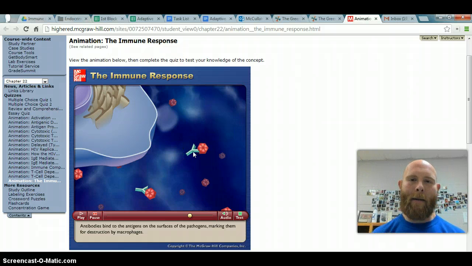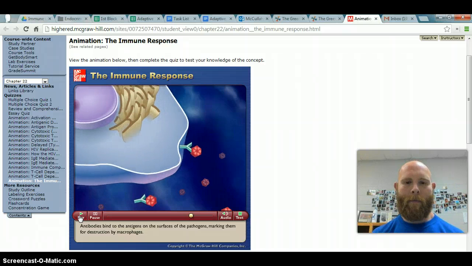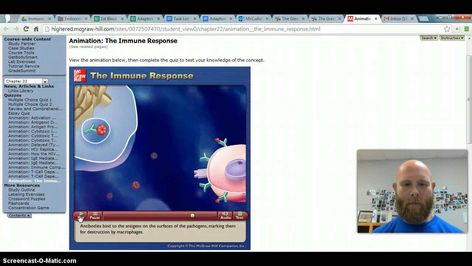So again, antibodies are necessary because they mark the pathogens that are floating around. They haven't made it into a cell yet, but they mark the pathogens that are floating around, those foreign antigens, for destruction. They mark them so that we know to destroy them, and then along comes your big macrophages and other neutrophils that engulf it and destroy it. Marking them for destruction by macrophages.